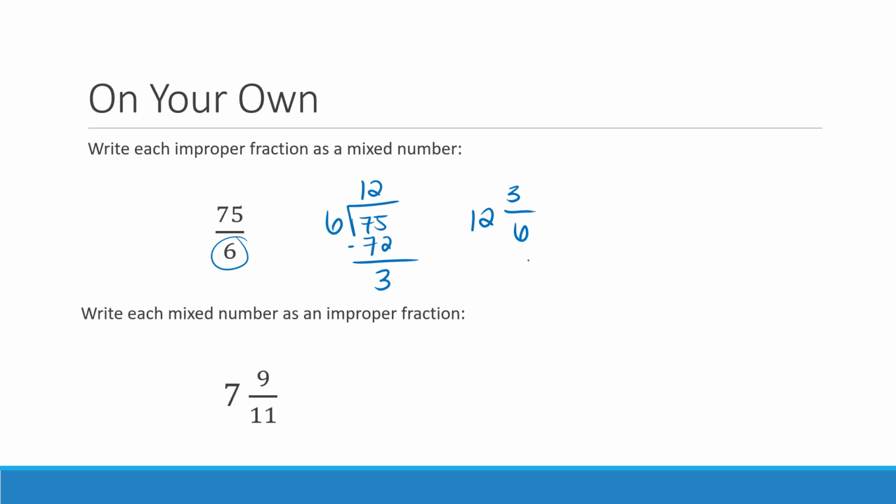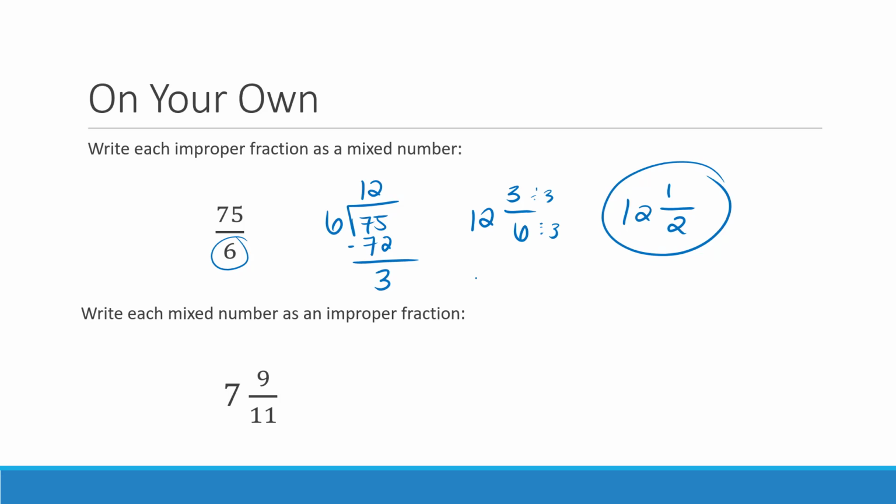So 12 3/6. Now, you do always want to reduce if you're able to. So can 3/6 be reduced? Yes, it can. Both of those are divisible by 3. So 3 goes into 3 one time, 3 goes into 6 two times. So my final answer would be 12 1/2.